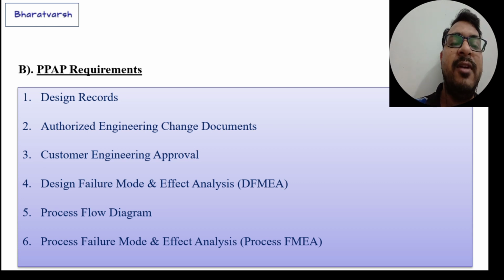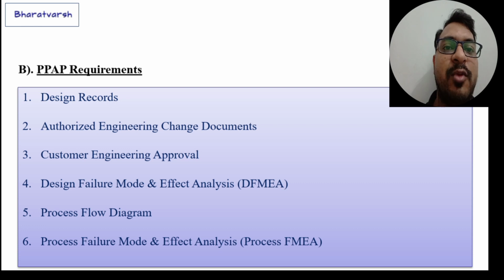Fourth one is design failure mode and effect analysis. Basically, design failure mode and effect analysis is applicable to those types of suppliers which are design responsible, which have proprietary products. Those suppliers have to do design failure mode and effect analysis. Fifth one is process flow diagram. A process flow diagram is a process document used to show the step by step manufacturing process of the part to produce the final part.